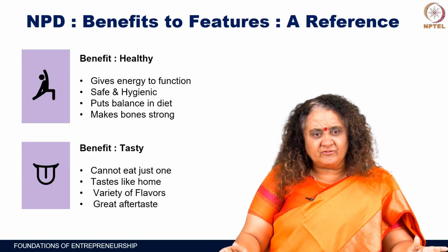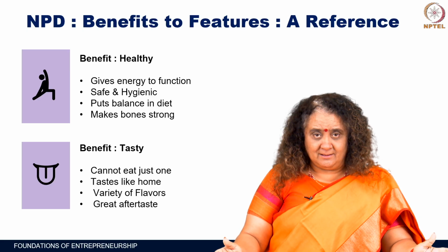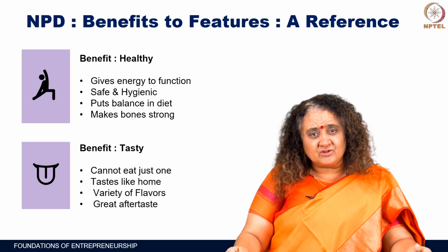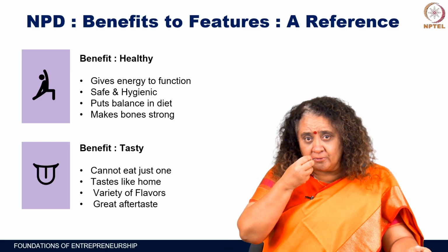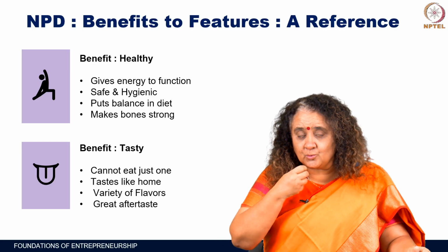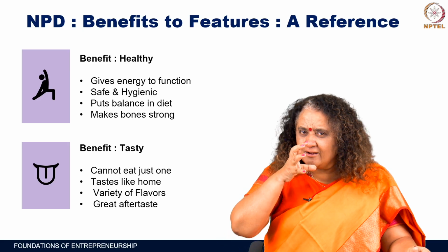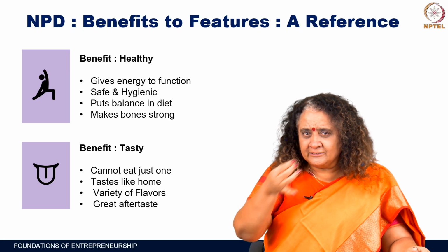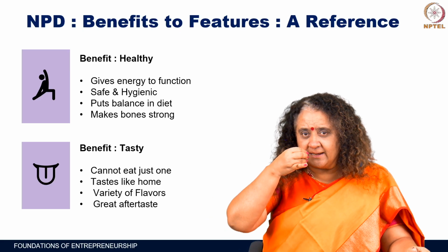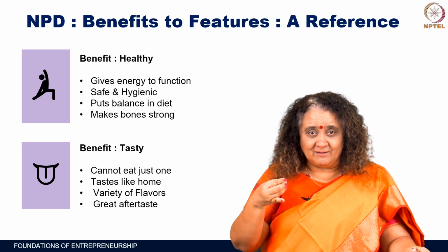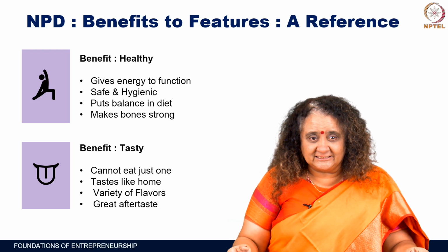So, one dimension of tasty is often used by many snacking products. It says cannot eat just one, you eat it and you want to put the next one into your mouth. If that is what you want, then your product can't be very large. Your product's individual pieces should be small so that you put one in your mouth and you already pick up the next one. So that is how a feature is developed from the benefit that the customer is seeking.